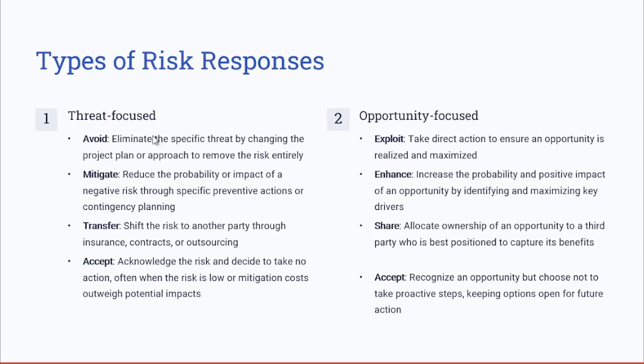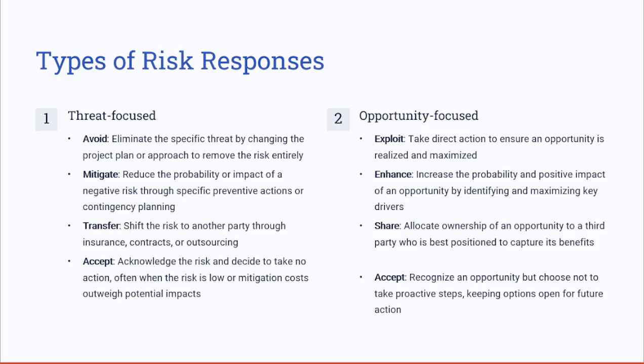To remind ourselves of each of these strategies: when you are dealing with a threat, avoidance is eliminating a specific threat by changing the project plan or approach to remove the risk entirely. The next strategy is mitigation. Mitigation is reducing the probability or impact on the project of a negative risk through specific preventive actions or contingency planning.